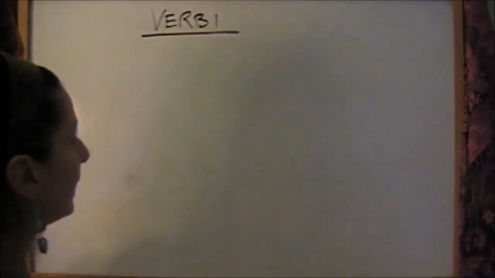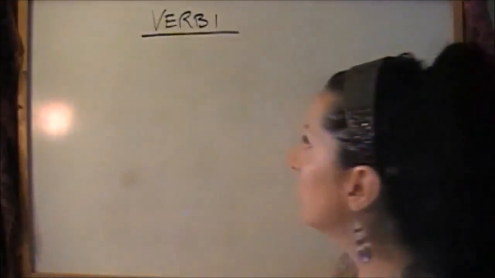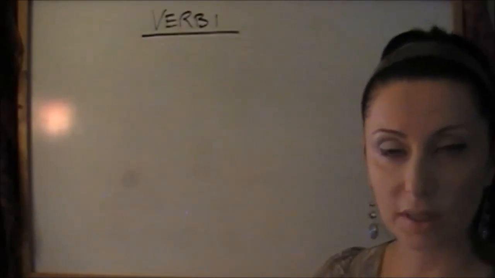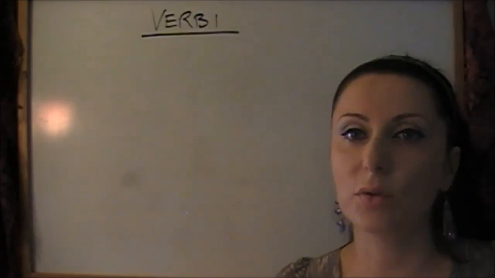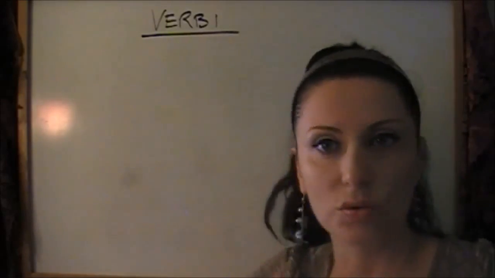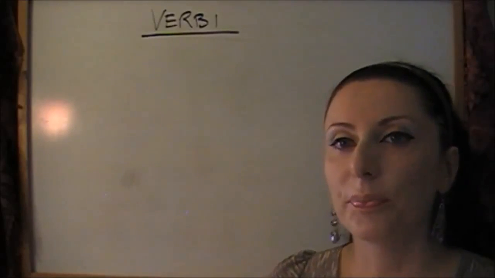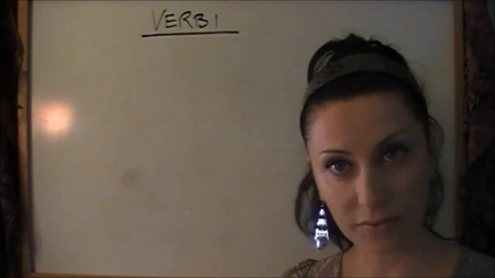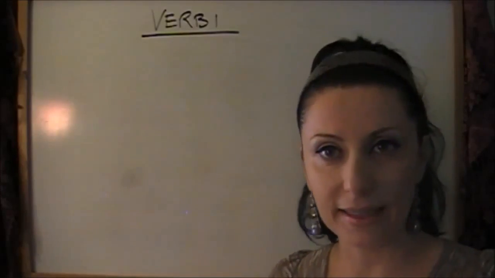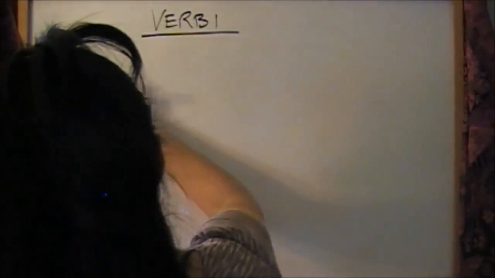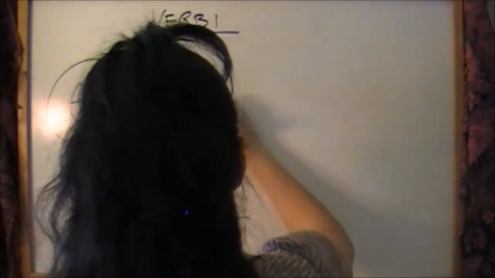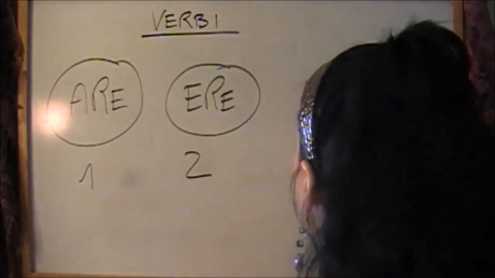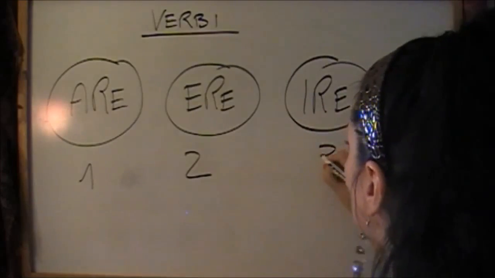introduction. In Italian, all the verbs are divided in three big groups. The verbs at the infinitive form is when you say to eat, to drink, to sleep. This is infinitive. So, all the verbs at the infinitive form in Italian can end in are, first group, ere, second group, or ire, third group.